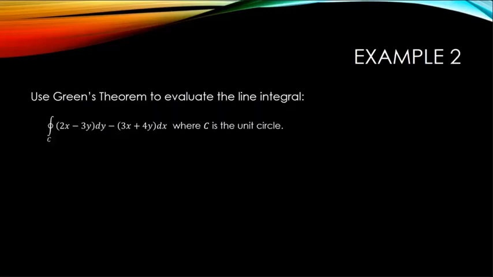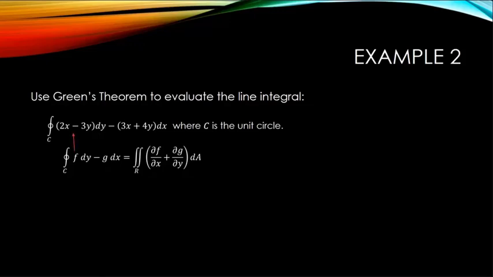I want to do another example where I want to use Green's theorem to evaluate the line integral given by the closed integral over c of the quantity 2x minus 3y dy minus the quantity 3x plus 4y dx, where c is the unit circle. My closed integral over c of f dy minus g dx is equal to the double integral over r of the partial of f with respect to x plus the partial of g with respect to y dA.